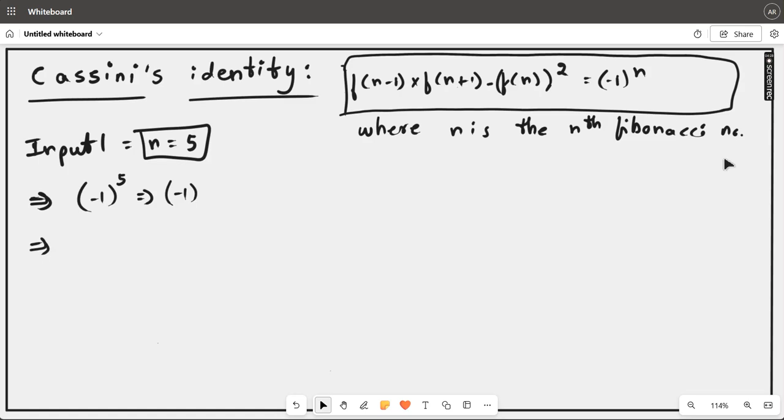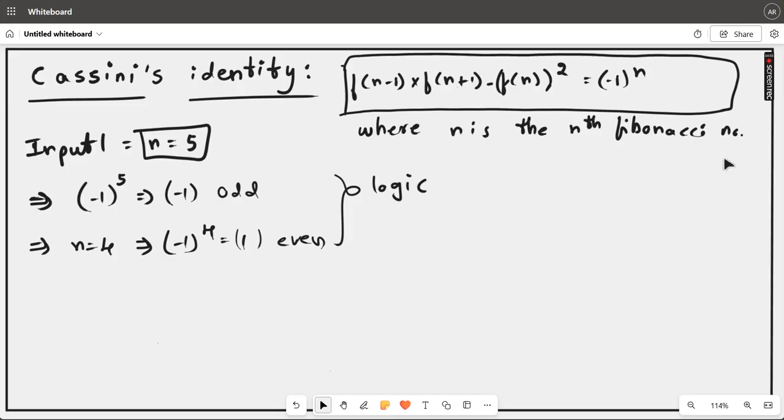If we see another example where n equals 4, obviously 4 is an even number, so minus 1 whole to the power of 4 is again 1. So for odd numbers the output is minus 1, and for even numbers the output is 1. These are the main logic we are going to use. This is the formula, the name is Cassini's identity.